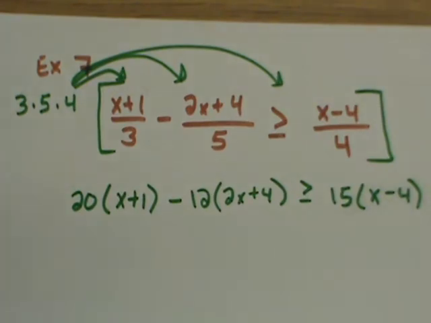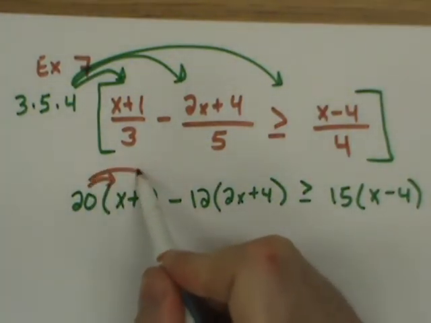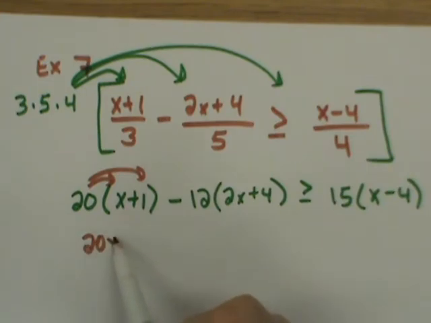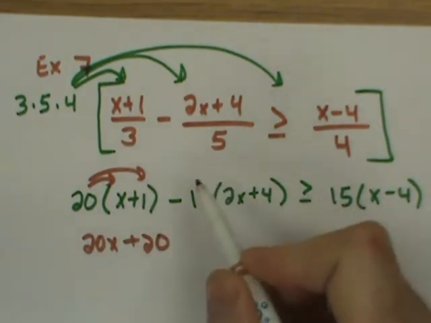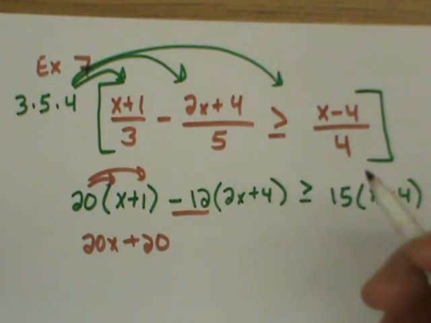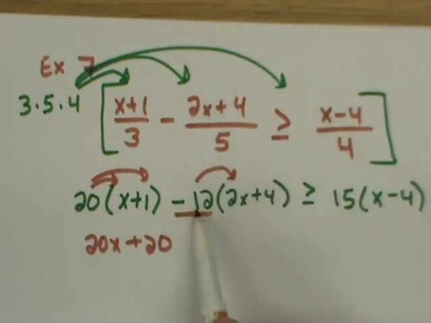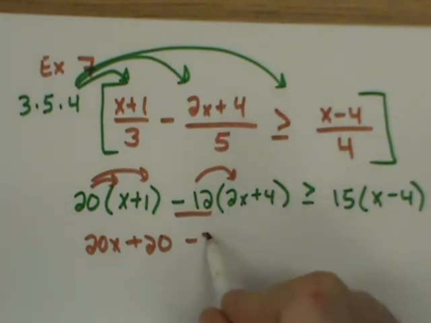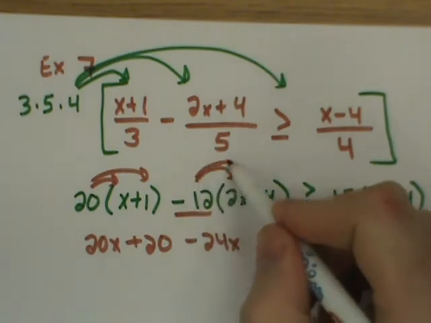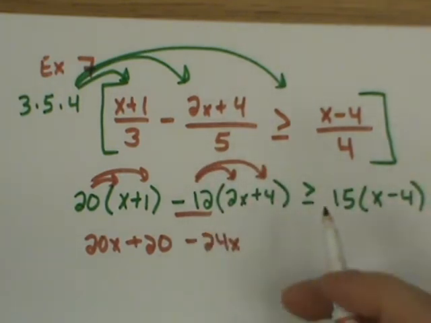Now I have an inequality to work with. Kind of an exciting one, at least from my perspective. You may not think so. And so I get to distribute here. Boom, boom. That gives me 20x plus 20. I distribute my negative 12. This is one of those things we continue to struggle with. Pay attention to your signs. Negative 12 times 2 is negative 24x. Negative 12 times 4. Can't do it in your head? Use your calculator. Negative 48.